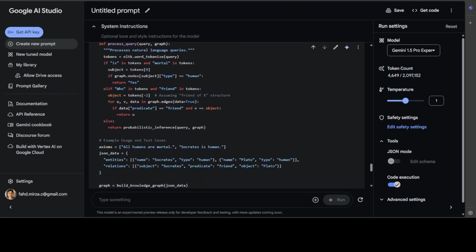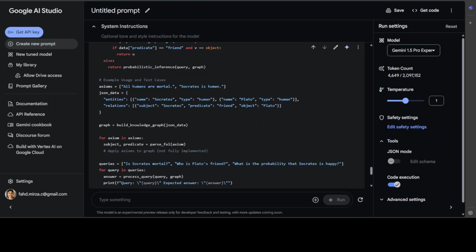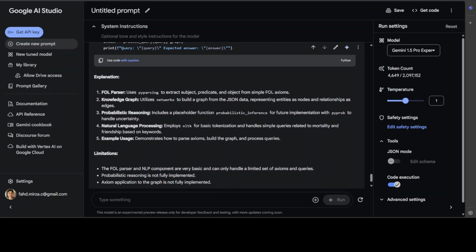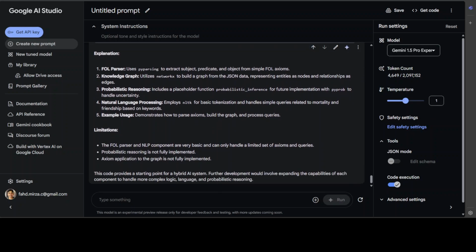You can understand what is happening. And then there is example usage, very nice. And then there is an explanation and synopsis plus limitations. I think the coding capabilities are quite nice. I really like it. So it looks really good.